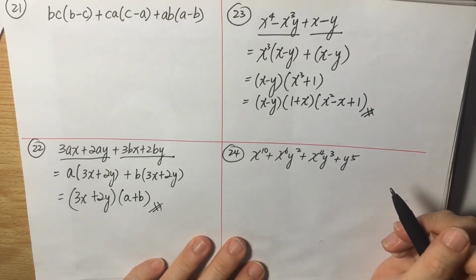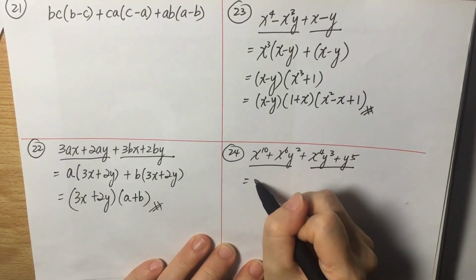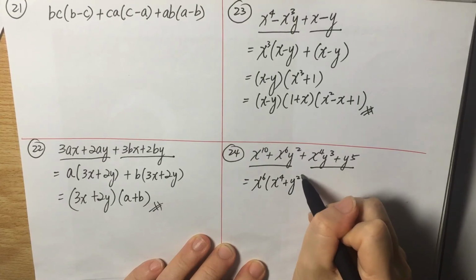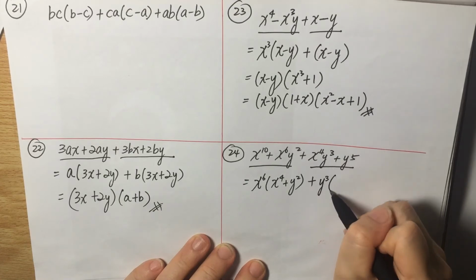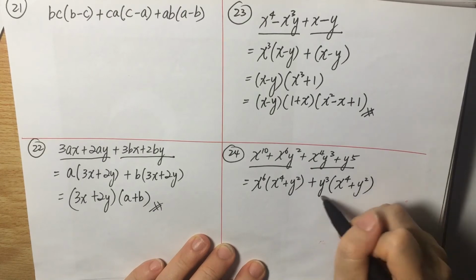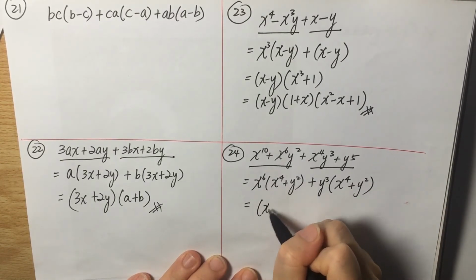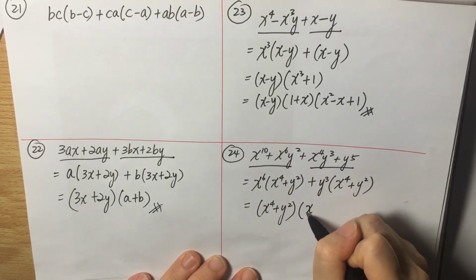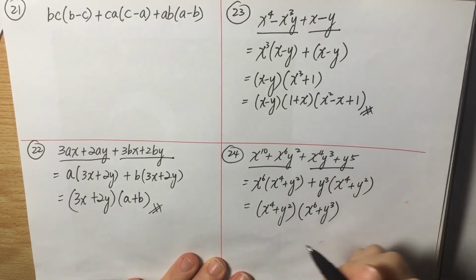Okay, 24. Group these two, group these two. So x^6 is a common factor. You have x^4 plus y^2. Same for this one. I have y^3 common. Take out, so x^4 plus y^2, because y^2 times y^3 is y^5. Okay, common factor is x^4 plus y squared. So take out the common factor, you have x^6 plus y cubed.